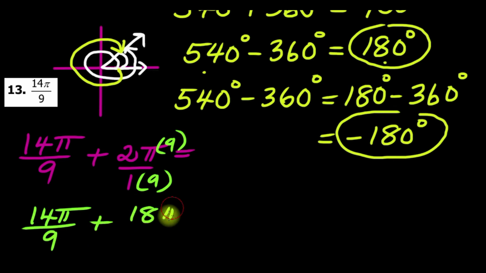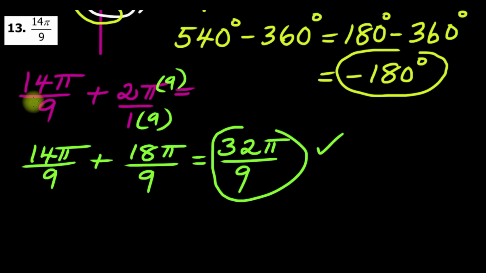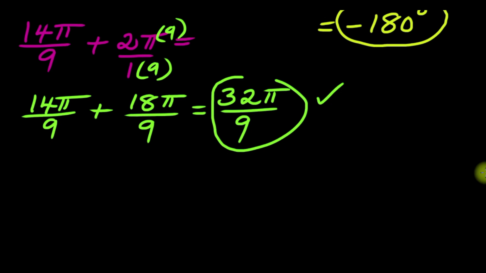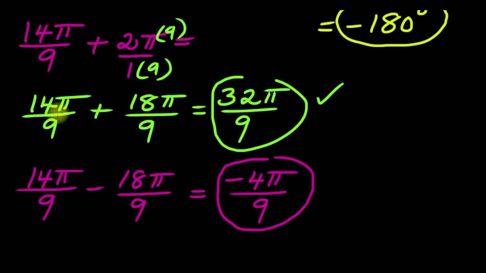plus 18 pi over 9. Now I can add. Adding these two numbers, I end up with 32 pi over 9. So this is the positive coterminal angle for 14 pi over 9. Now I'm going to try to minus 2 pi to see if I can come up with the negative number. So 14 pi over 9, minus 18 pi over 9, right? Which is the same as 2 pi. Subtracting these two numbers, you end up with negative 4 pi over 9. So there is the negative coterminal angle for 14 pi over 9. That is how you come up with the coterminal angles.